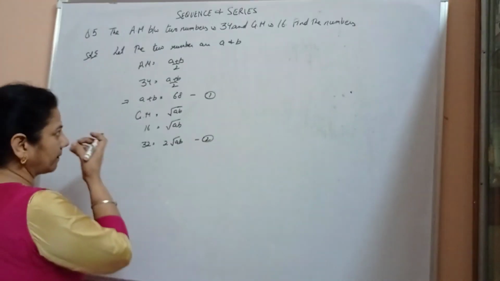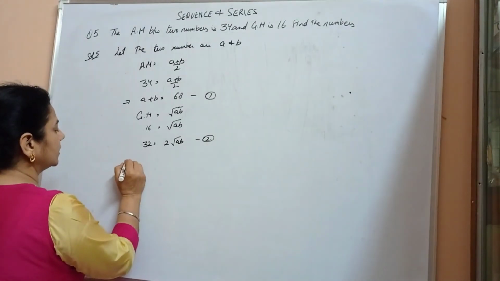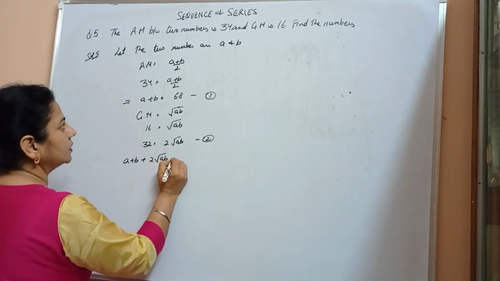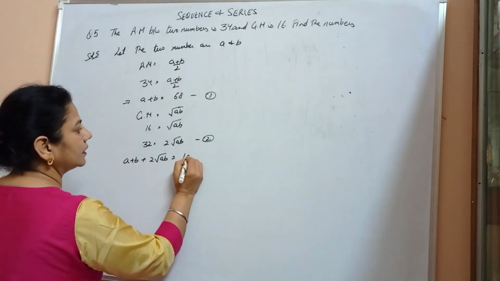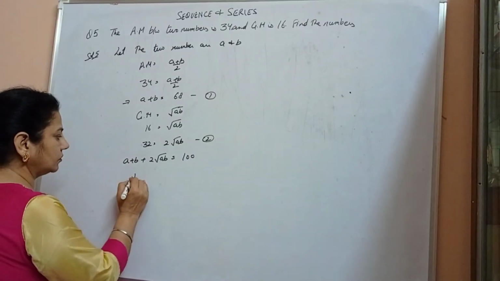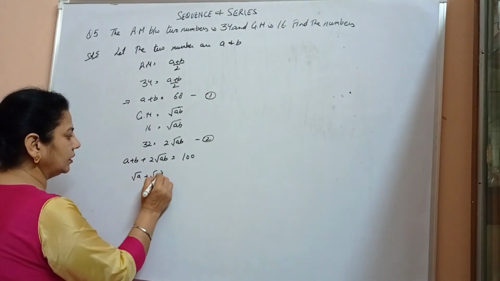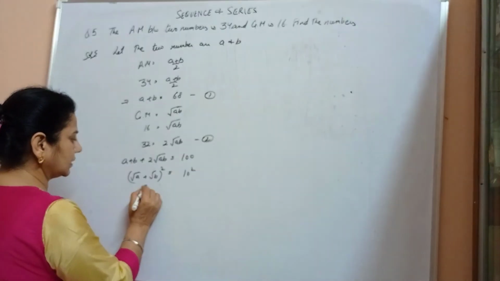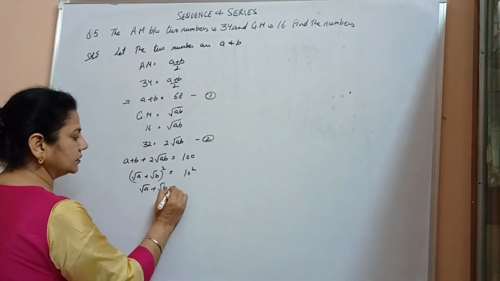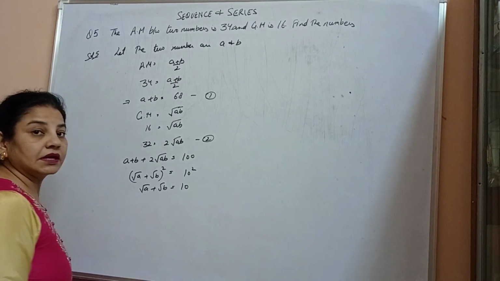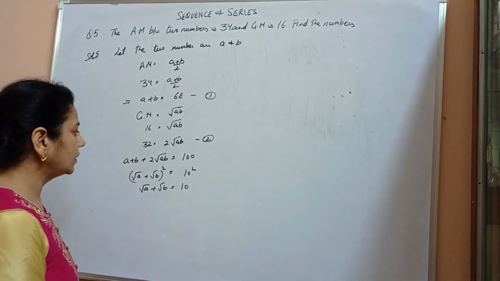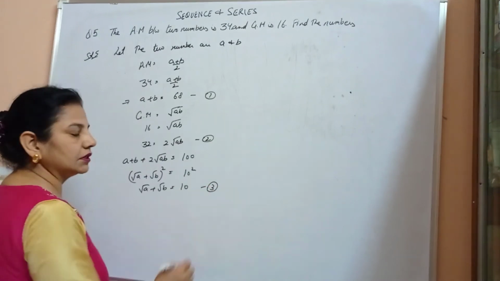Add 1 and 2, we get A plus B plus 2 times under root AB is equal to 100. This is equal to (under root A plus under root B) whole square is equal to 100. Or we can say that under root A plus under root B is equal to 10. As they are two positive numbers, I will take the positive value of 10. This is my equation number 3.